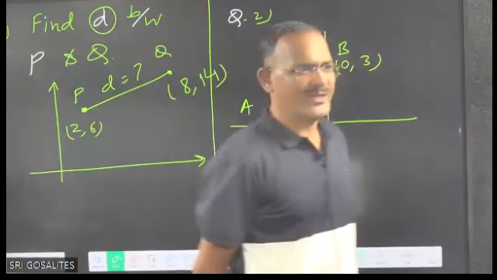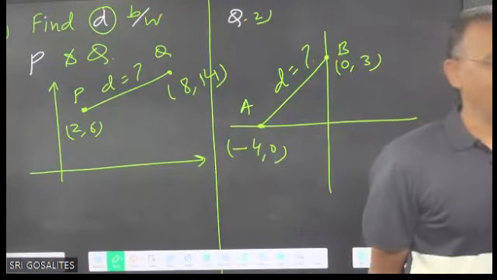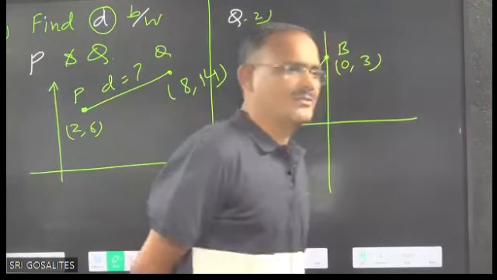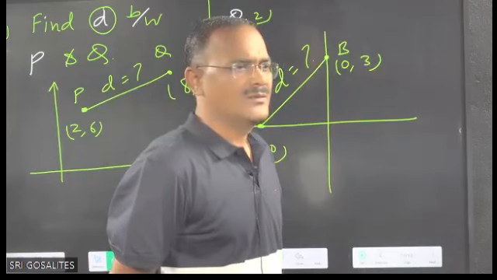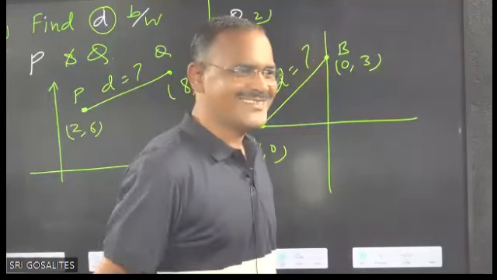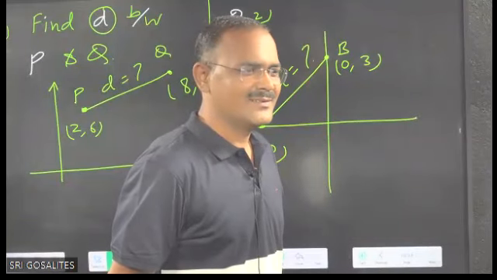Some are doing very fast, some are taking time. All children are of course not the same. No problem, beta, take your time. Root 100, why are you writing, my dear? Root 100 is 10. Write the 10 then.